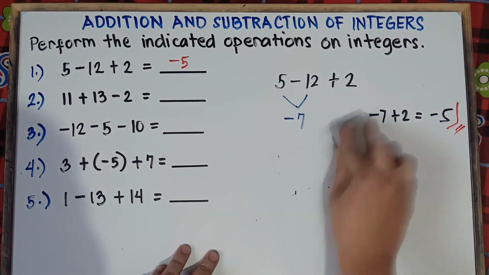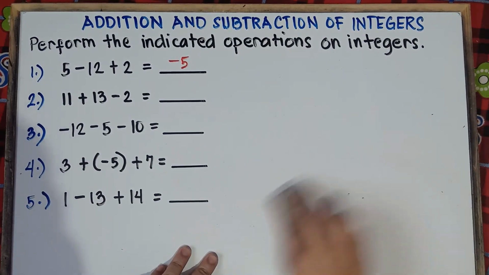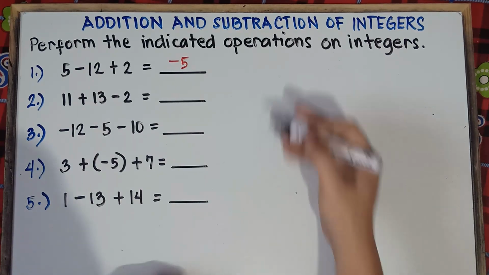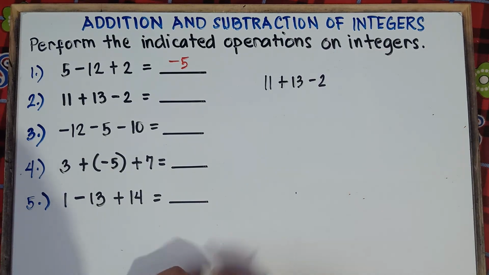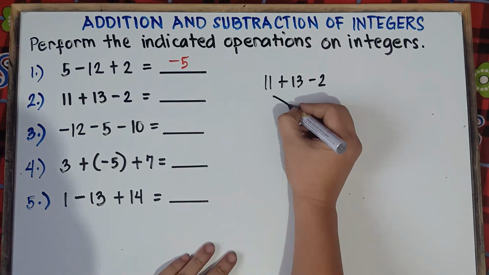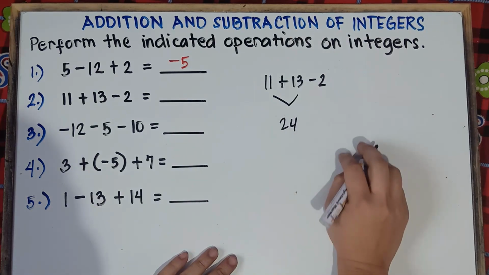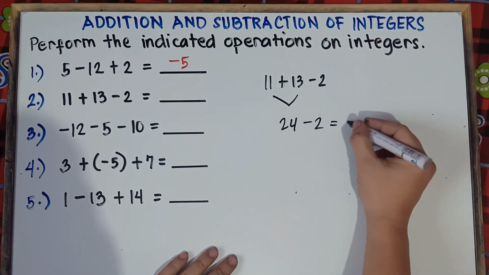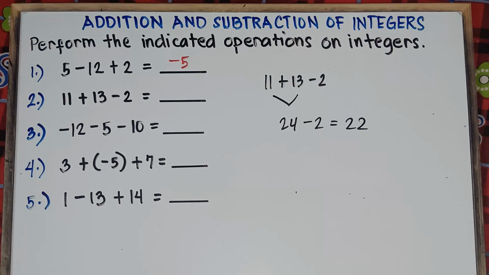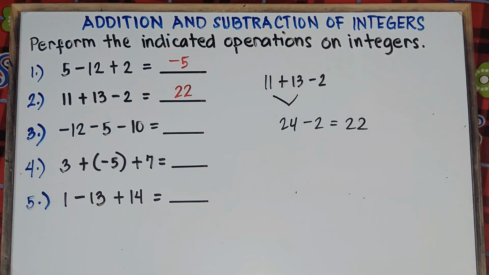Alright, so let's have example number 2. So once again, class, we do it step by step. Example number 2: 11 plus 13 minus 2. Very easy for example number 2. So add this up. 11 plus 13, of course, that would be 24. And then 24 minus 2. So 24 minus 2, the answer is 22. So number 2, that would be positive 22. Very easy, right, for number 2?